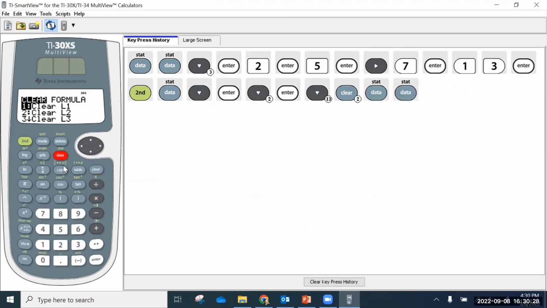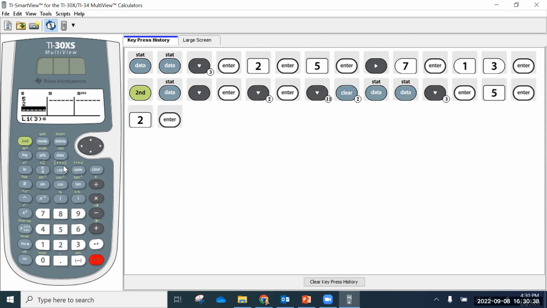Press data twice and scroll down to option 4. Clear everything. Now enter your X's. So we had 5 and 2. And now enter your Y's in the same order, 3 and 9. Do a double check to make sure, yes, points are (5, 3) and (2, 9). So we're good.